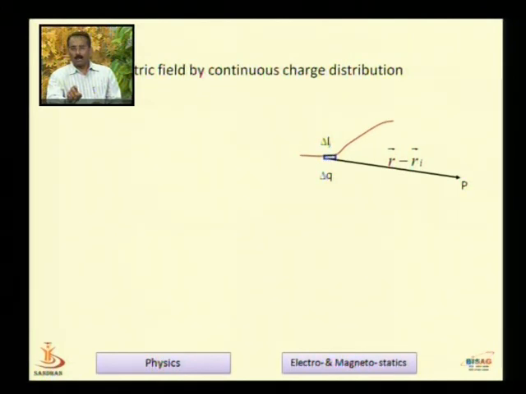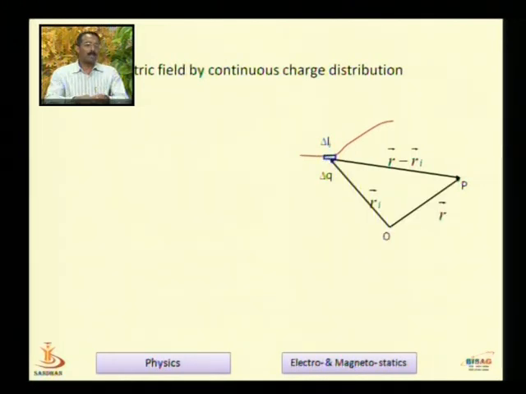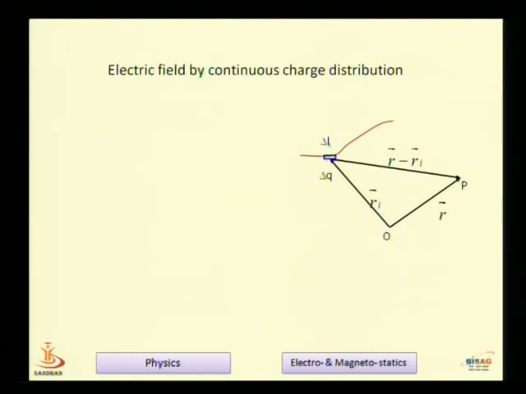So you can see this point P is at a distance r away from the origin O. From the figure it is very clear what our aim is: we want to find the electric field at point P, which is at distance r from the origin O. We are considering a small segment delta L1, and the charge on that small segment is delta Q, and this small segment is Ri distance away from the origin.